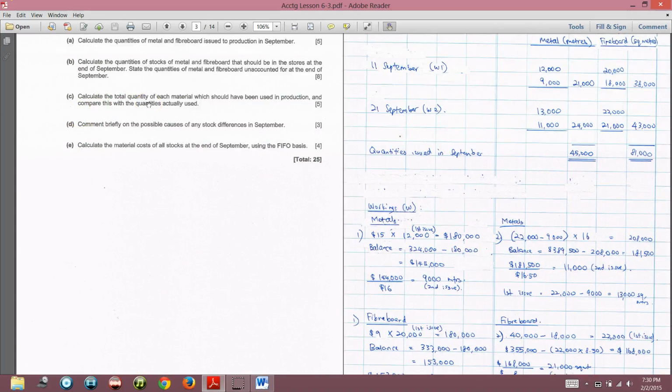Calculate the total quantity of each material that should have been used in production and compare this with the quantity actually used. So now, for part C, you should put yourself in the position of the production manager. Now it is the production manager's turn to explain to his boss. Calculate the quantity of each material that should be used in production and compare this with the quantity actually used.